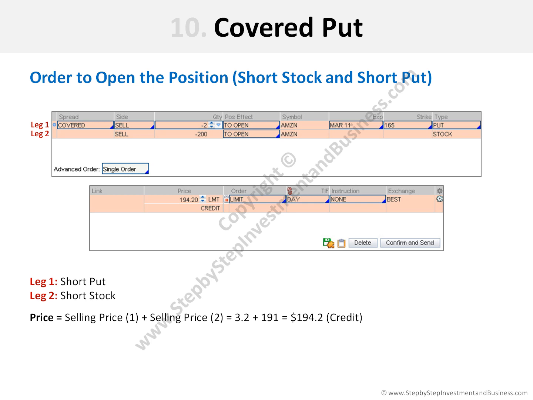In this case, the entered price is given by the sum of the selling price of the options plus the selling price of the shares. For example, 3.2 plus 191, which is equal to $194.2. This is the money, expressed per share, that will be credited to our account when the order is filled.